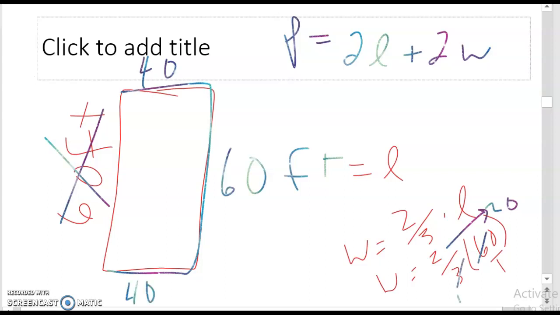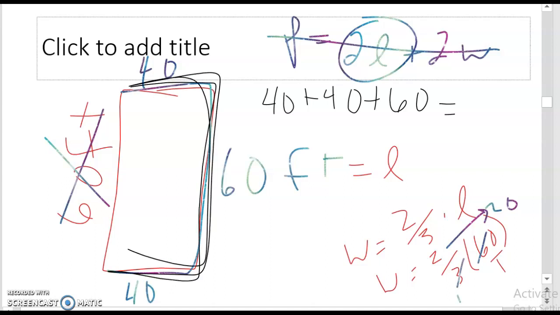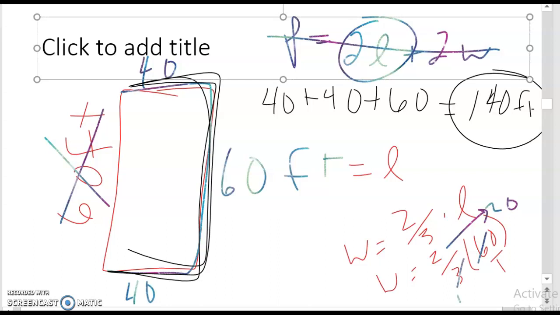So in terms of carrying out my plan, I now need to plug these in. Now, this perimeter formula doesn't exactly work because I don't need both lengths. We know the perimeter is the addition of the outside of a figure. So we're going to take 40 plus 40 plus 60, right? These 3 sides, which means we think Katie's going to need 140 feet of fencing for those 3 sides.